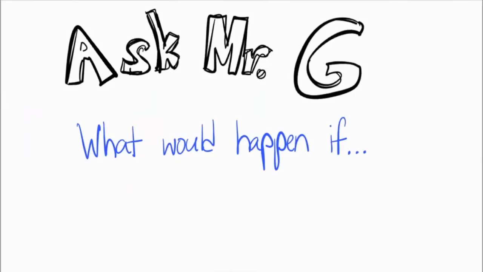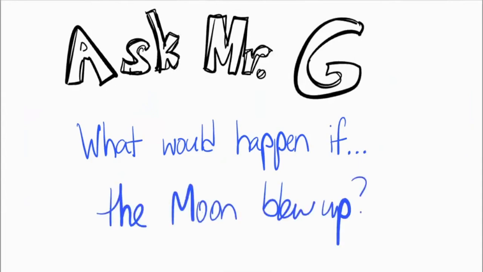So our first question on Ask Mr. G comes from our streams at the beginning of the week last week: what would happen if the moon blew up? Well, we could ask Sir Isaac Newton what would happen if the moon blew up, and he would say that you need an outside force to do that. And there's two forces we could use. We could either use a direct collision to blow up the moon, or we could use Earth's gravity.